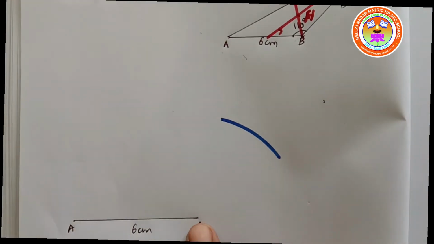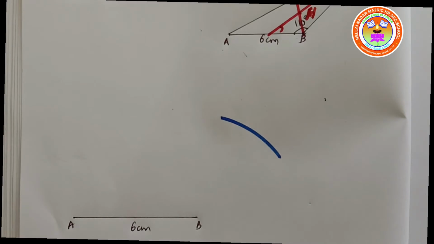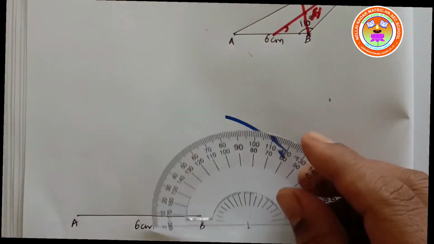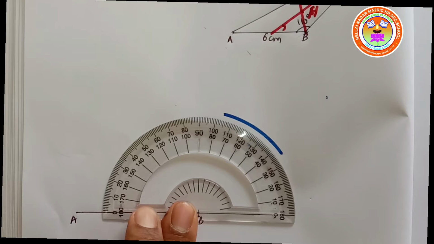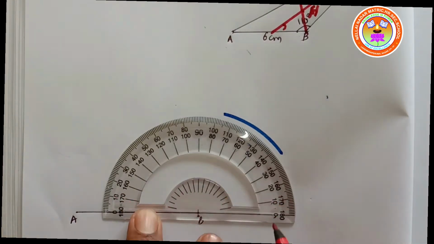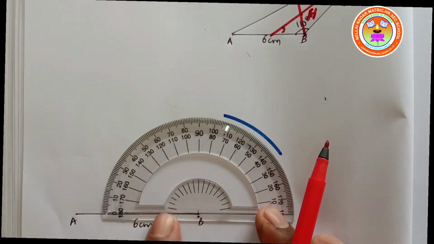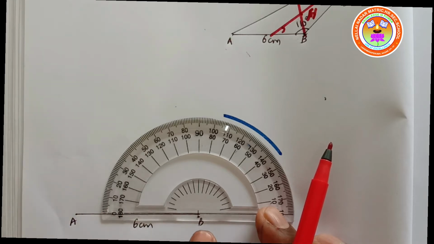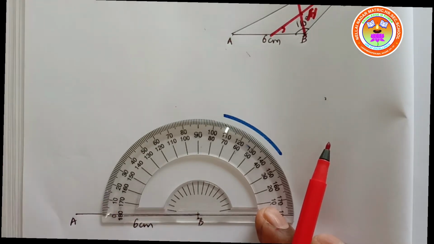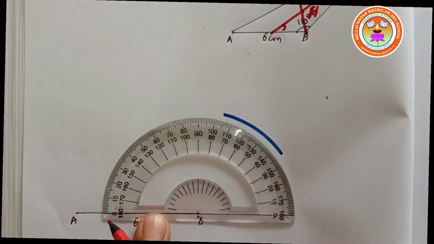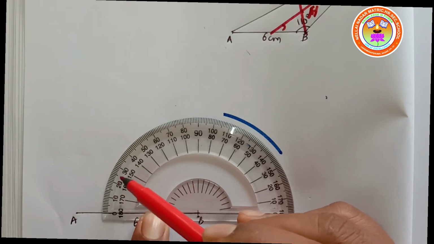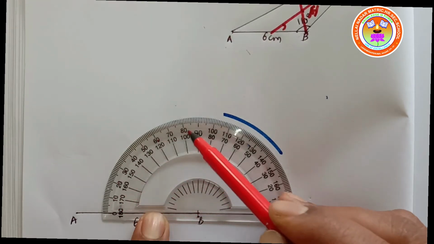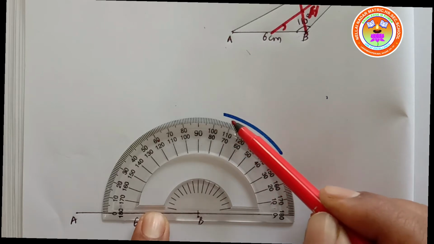It's clear, children. Now B as center, with the help of protractor, you are going to take 110 degree. See, children, from point B, right? Starting with 0, 10. See, always the point is here. The line towards your left side, the point you see where it starts 0. 0 is coming outer side, so you take outer side 0, 10, 20, 30, 40, 50, 60, 70, 80, 90, 100, 110. Point lies here.